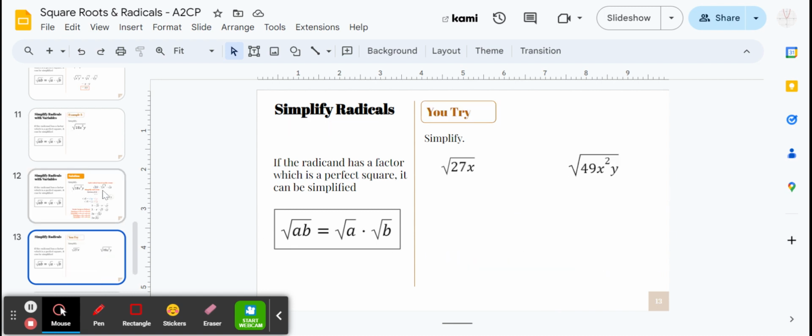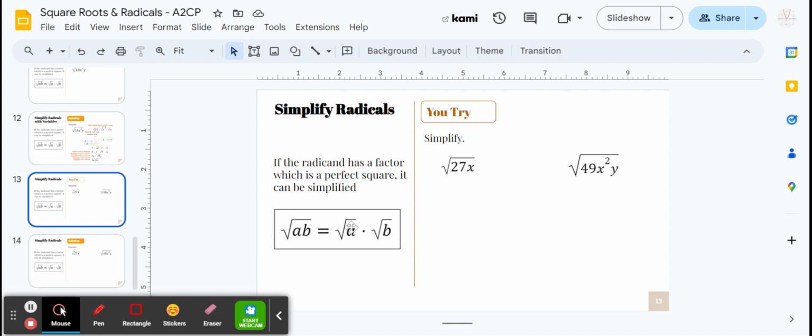And these are two other examples here where we can work this out. This can be 9 times 3. So that will become root 3 times square root of 3x. So we're going to do some more practice in this, and I'll see you next time.